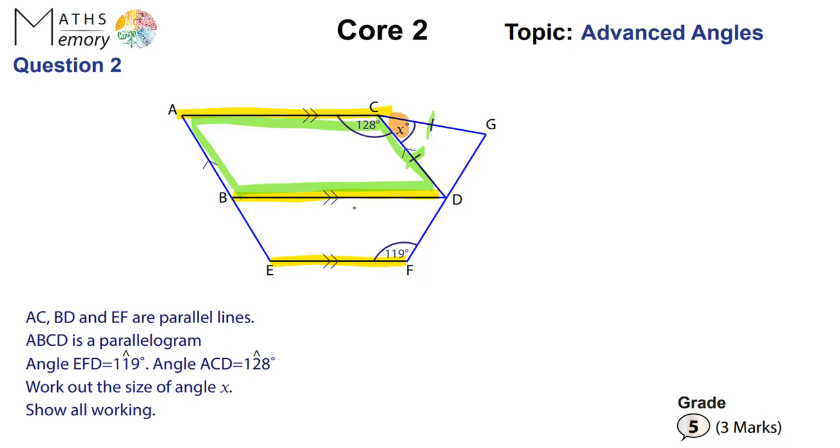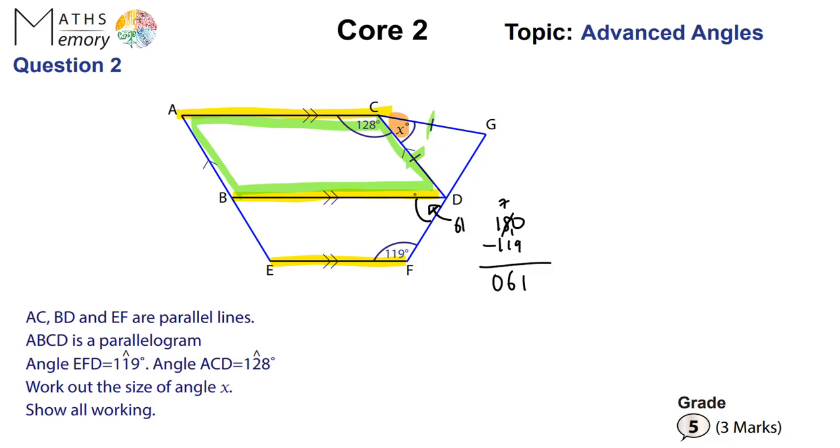Now, this trapezium over here straight away tells us these two add up to 180. So this has to be 180 take away 119. A bit of mental maths over here: 10 take away 9 is 1, 7 take away 1 is 6. So it's 61. This is 61 degrees, angle BDF.